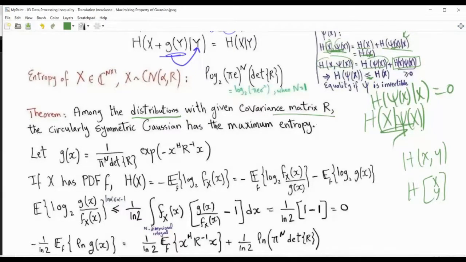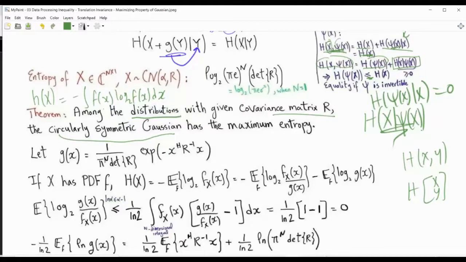So the Gaussian has this very nice property. And if we are talking about random vectors that are complex valued, then it is the circularly symmetric Gaussian. How can we prove something like this? First, we can use the definition of the differential entropy. Remember that the differential entropy of a random variable, h of x, is minus the integral of f of x log 2 f of x dx.